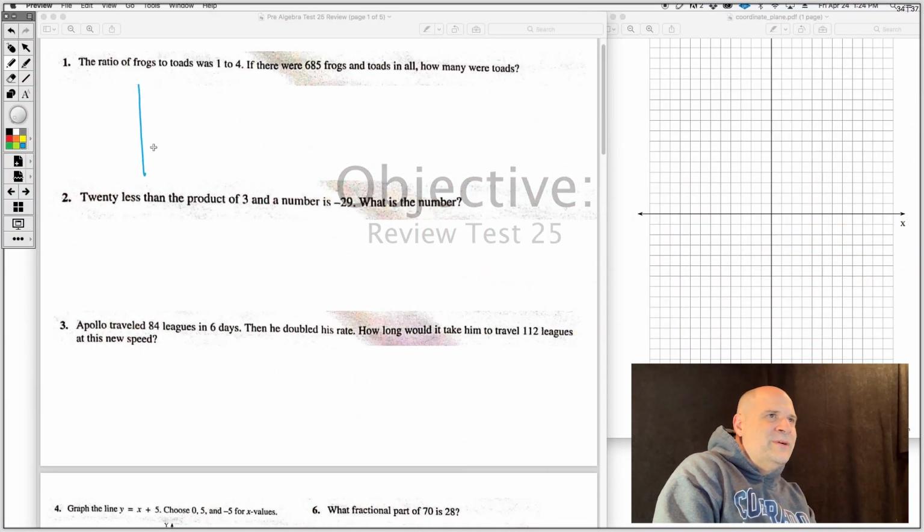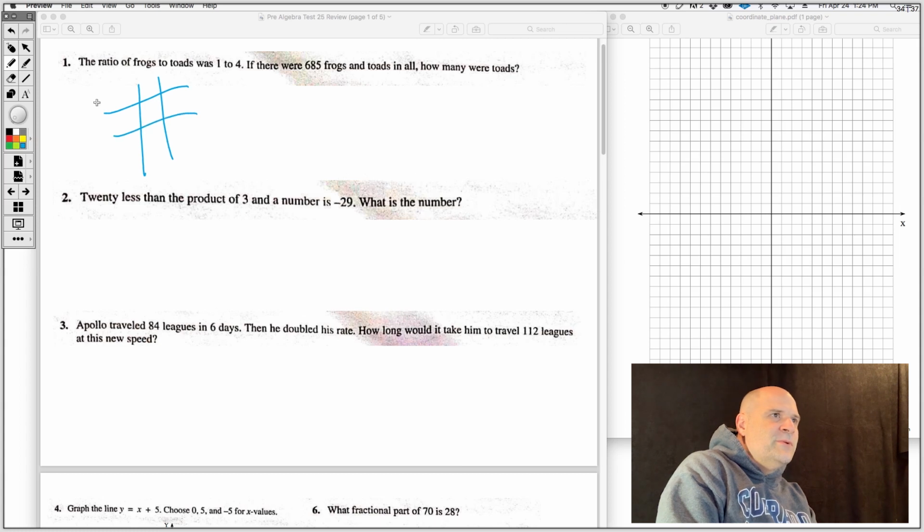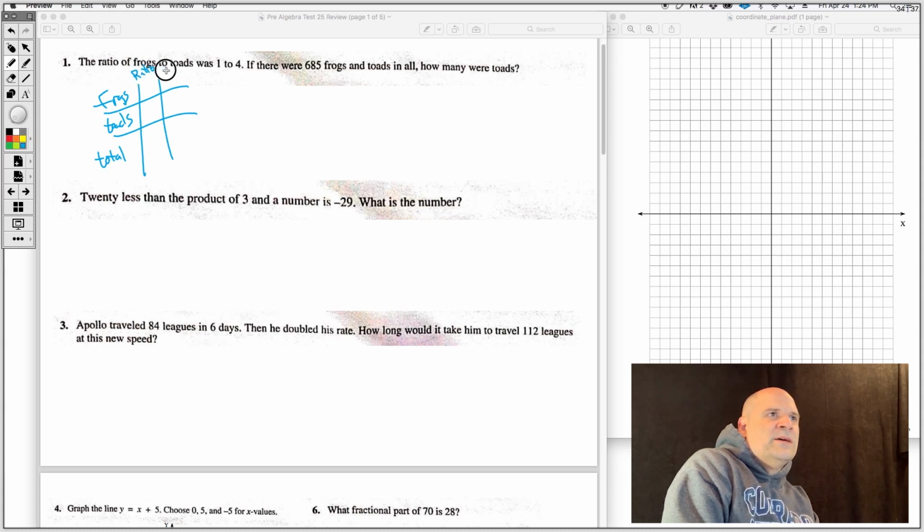Okay, when you don't know, tic-tac-toe. So I'm gonna go frogs. I'm gonna go toads. I don't even know what the question's asking, but I just want to do this. And then I'm going to say total, just in case I need it. So this is our ratio column, and this is our actual number column. So 1 to 4, frogs to toads, make sure you keep it in that same order.